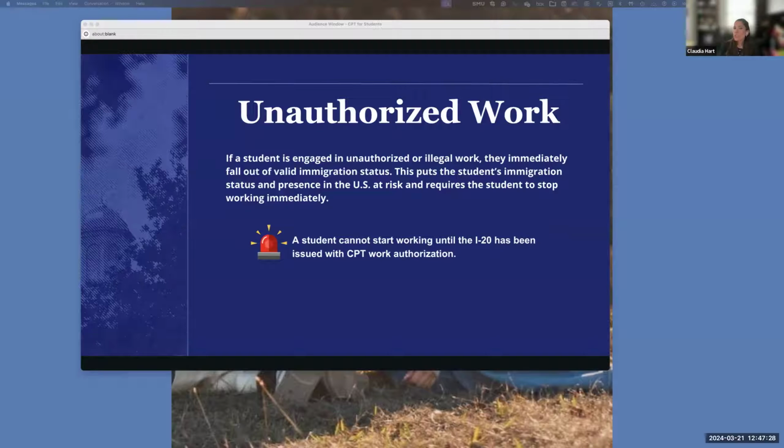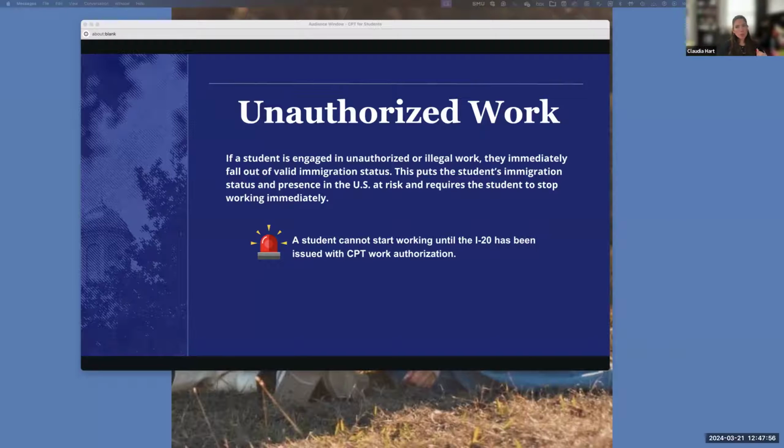Okay, just quickly, what is unauthorized work? Unauthorized work is when you have started engaging in these activities, any off-campus activities, without any proper work authorization, or any proper I-20 with a CPT work authorization from our office or from USCIS. So sometimes that can also mean starting the training component of that internship.